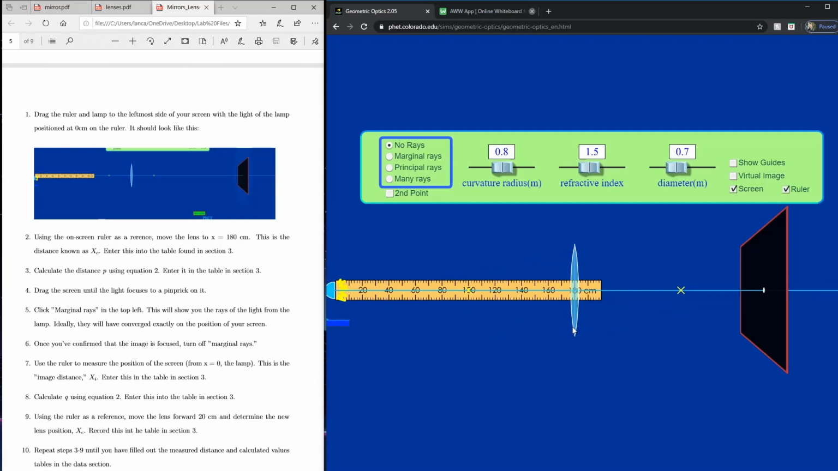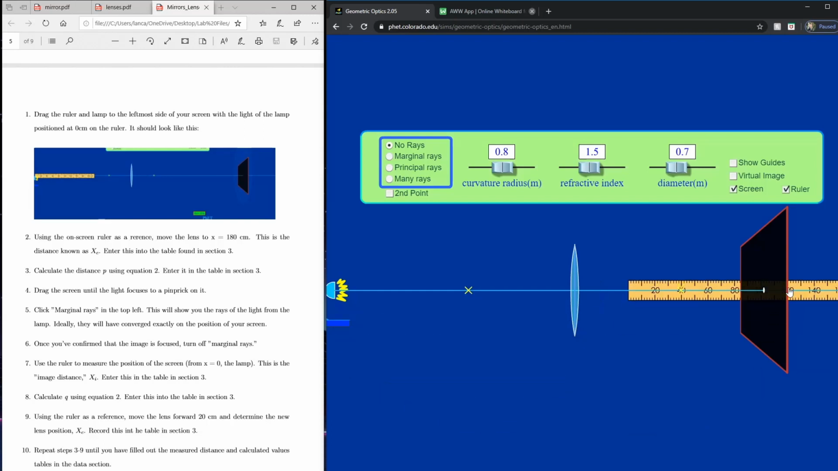Now what we're going to do is measure the distance between the lamp and the screen itself. So from the lamp, we know that this is 180 centimeters, so I'm just going to recenter the ruler right here. And it looks as though that's 180 centimeters plus what looks to be about 140 centimeters, maybe 142 or so. So 142 centimeters plus 180 centimeters is going to give us 322 centimeters. So that's about the distance between the lamp and the screen.